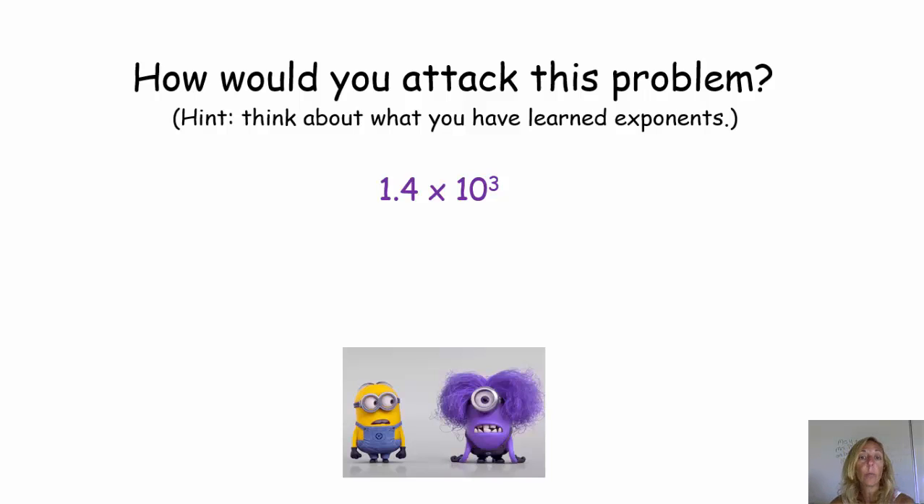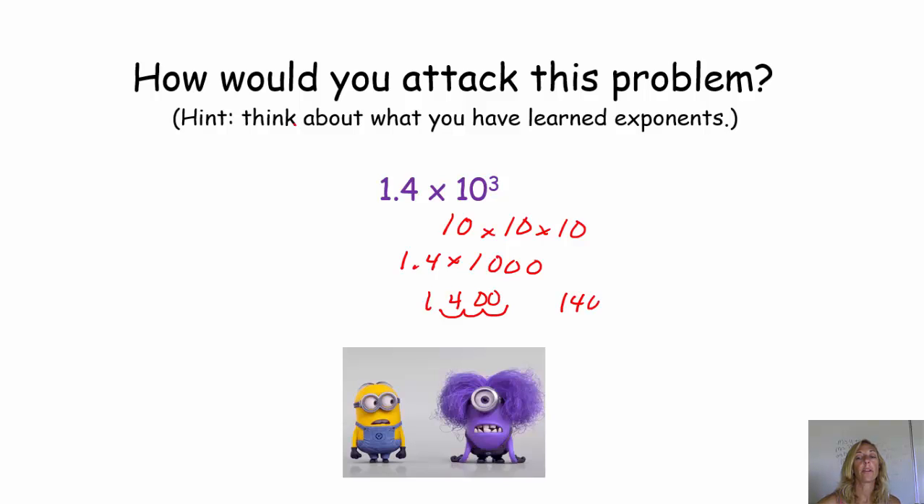If we look at our decimal, 1.4, and we multiply that times 10 to the third, and we use what we know about exponents, we can first work out 10 to the third power. So what is 10 to the third power? 10 to the third power is 10 times 10 times 10. And we know that 10 times 10 times 10 is 1,000. So if I take 1.4 and multiply it by 1,000, I should be getting 1,400 as my answer. Hopefully you got that as your answer.